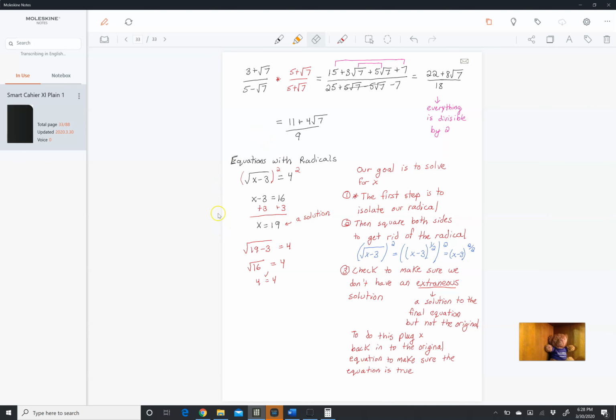Okay, so every time that we have an equation with a radical, we have to check for this. Okay, let's take another example.